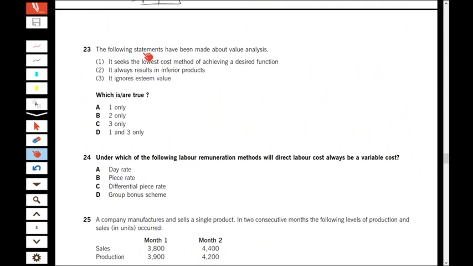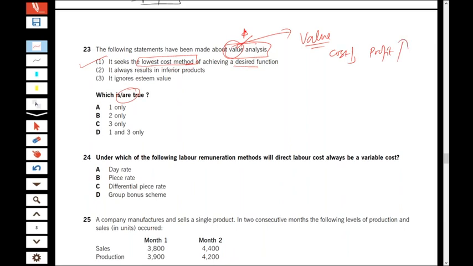Question 23. The following statement is made about value analysis. Value analysis means creating the value in the organization, in the product or the services. Which of the following statements are true? Number one, it seeks a low-cost method of achieving a desired function. Yes, value means your cost should be low. If your cost is low, that means your profit is high, and that is a valuable product for me.